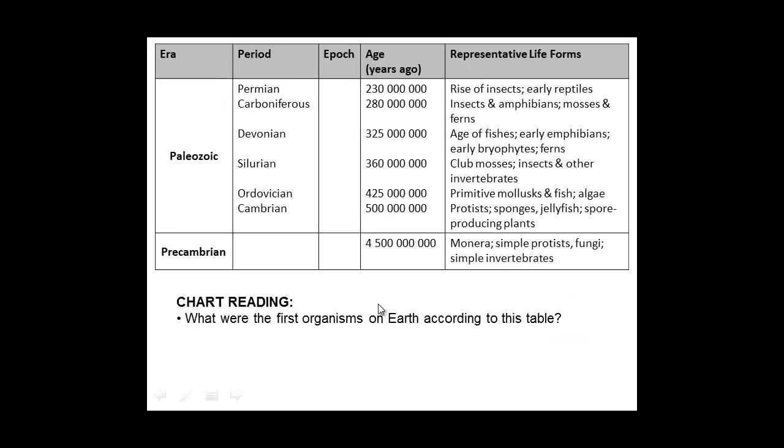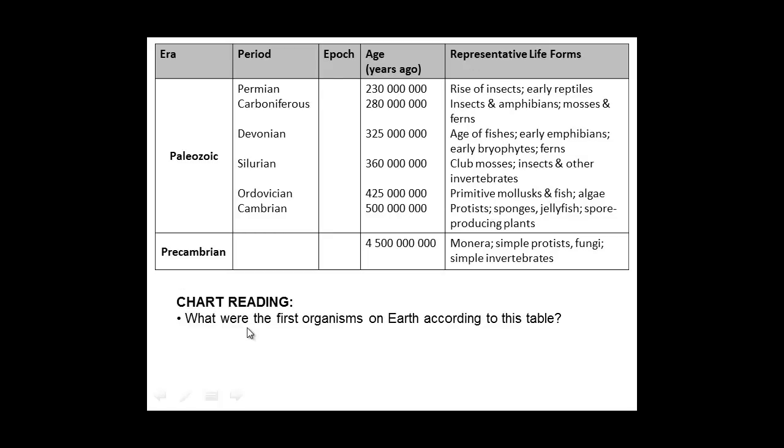Then we go down to the Paleozoic, because we actually had the Mesozoic up there, and we have the Permian and the Carboniferous and the Devonian and Silurian and Ordovician, and then we have the Cambrian, which is again, the Precambrian comes before the Cambrian. And you can see in the Cambrian we have protists and sponges and jellyfish and spore-producing plants, and these things get more evolved as we go up. And again, it sort of looks like evolution because we didn't have man way down here.